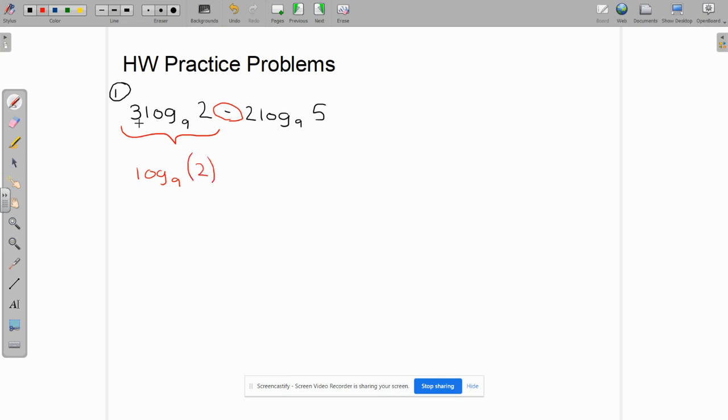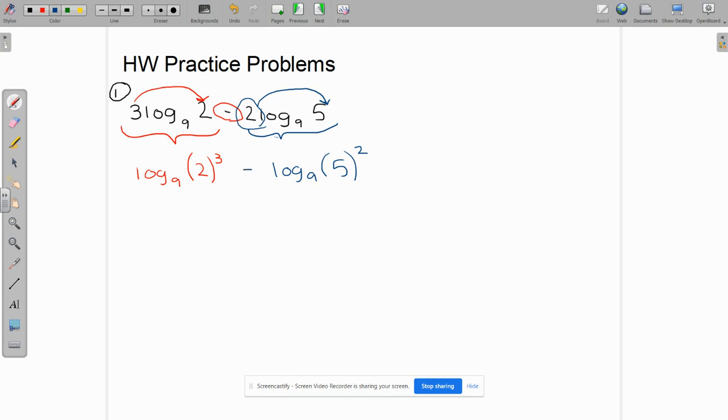And since this 3 is the coefficient of this log, that actually becomes the exponent of what the log is of. So that means it's 2 cubed. I'm going to switch the color just so it's easier to see. Right here, I'm going to condense this. So again, I carry down the log base 9, and then I have my 5. And what we learned before, this 2, since it's the coefficient, becomes the exponent for what that log is of. So then I have this right here.